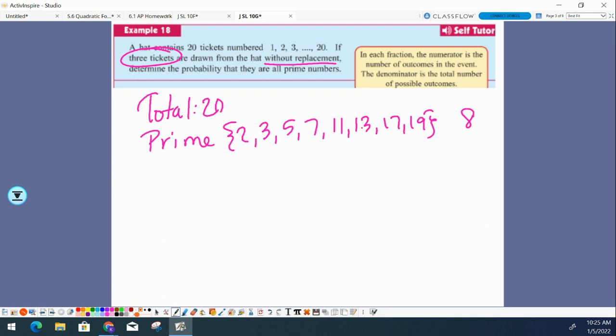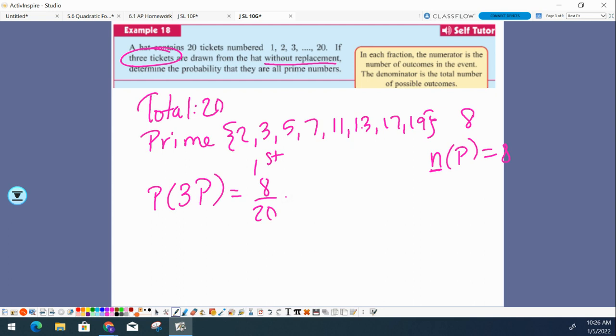All right, and what are the notations? Sometimes you see the letter N, it just means the number of prime would be 8. So just understanding that notation is important. All right, so what's the probability 3 prime total? Think about if we take 1 ticket out, what's the probability the first one is prime? It's 8 out of 20.